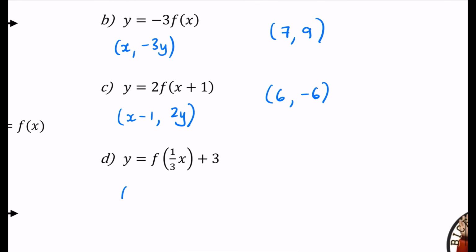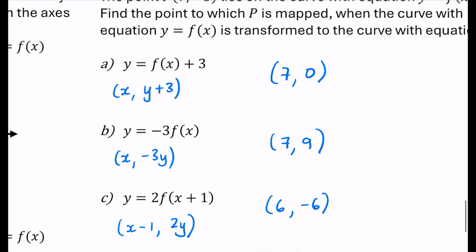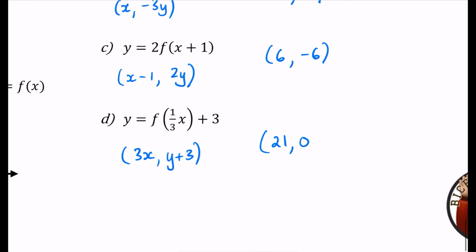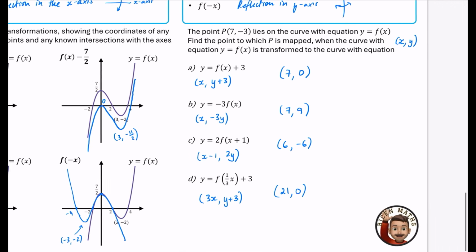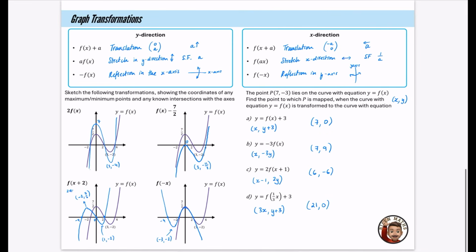And then our last one that we've got here, the old x coordinate, we've now got a third x. That means it's going to triple the x coordinate, so it'll be a 3x. And this plus 3 at the end means we're going to add 3 on to y. So it was previously a 7, it's now a 21. It was previously a minus 3, so it is now a 0. So this would be the location of P, given all of those transformations that we've got here.